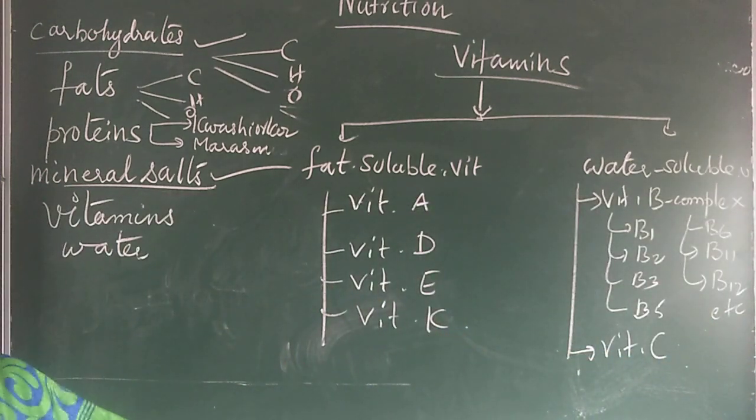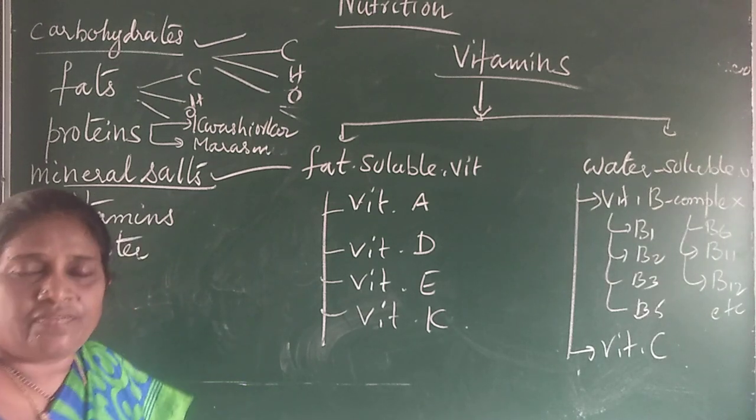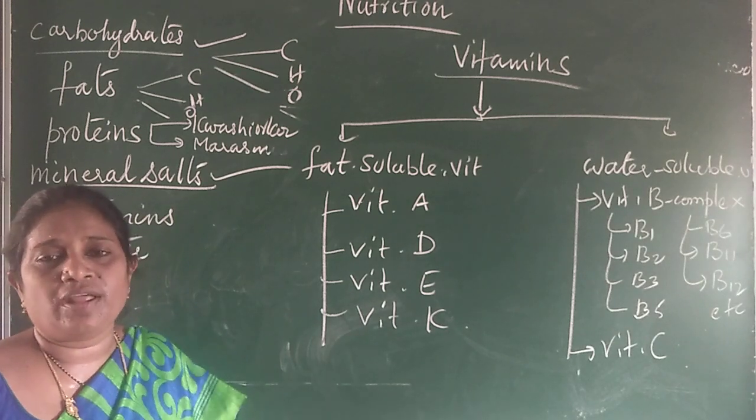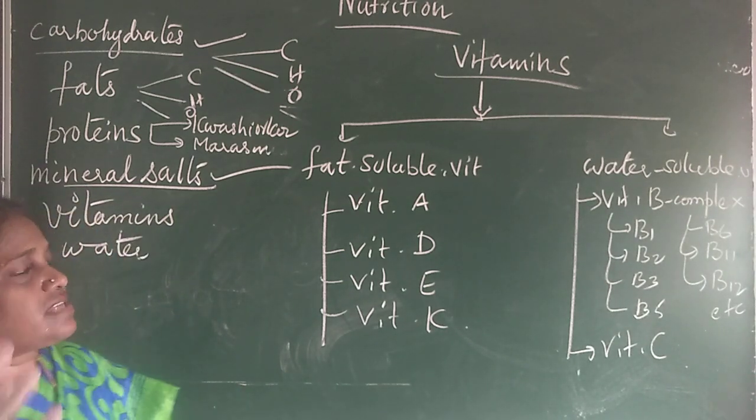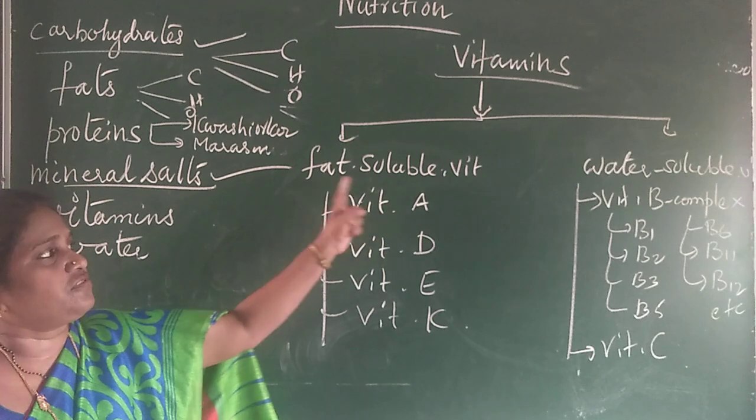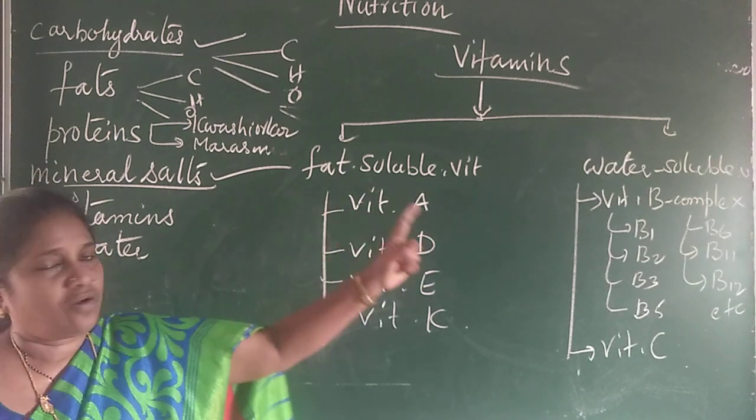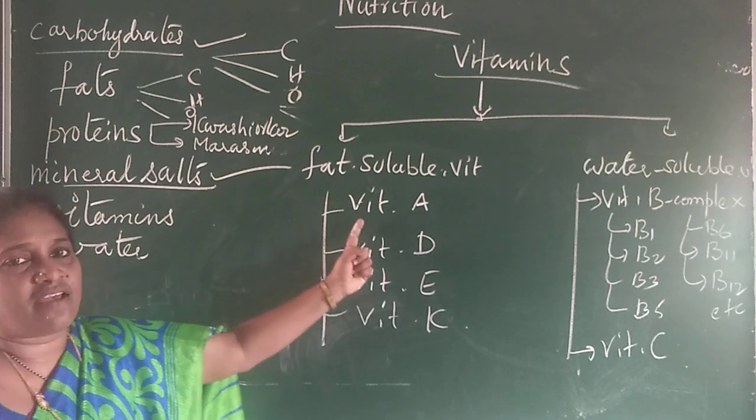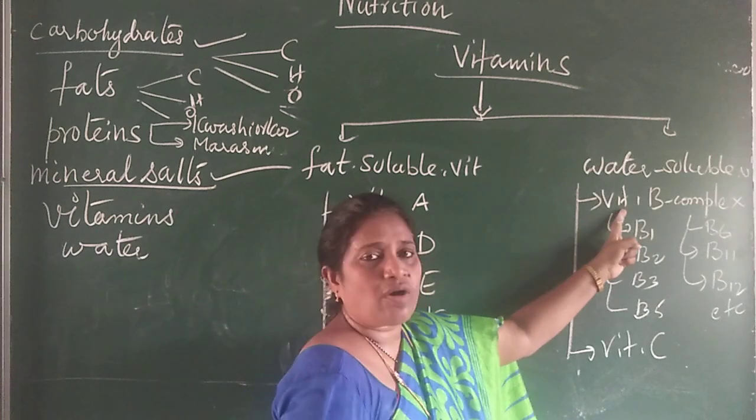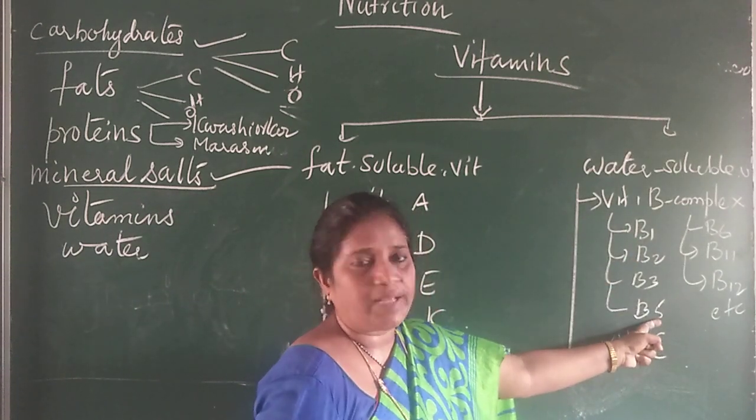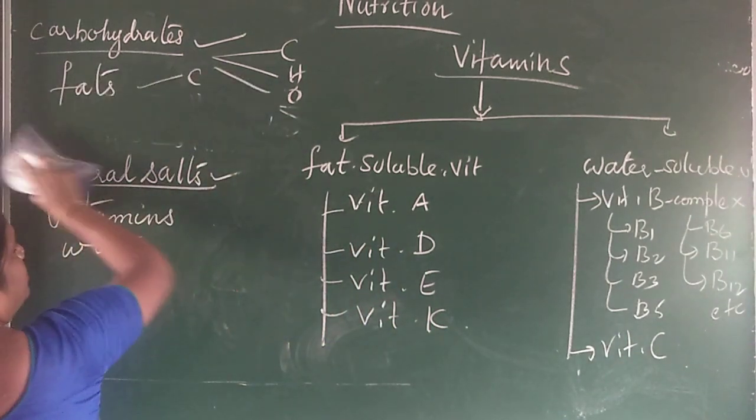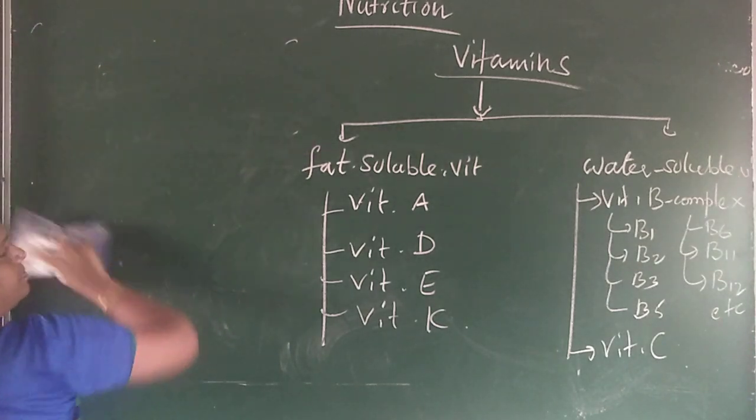So children, vitamins were first identified by Casimir Funk. They are called vital amines, essential constituents for healthy growth of the body, both physical and mental. Vitamins are to be supplied through external sources. Next, vitamins are classified into two categories, fat soluble and water soluble. Fat soluble vitamins are vitamin A, D, E and K. Water soluble vitamins are B complex, which has so many other subtypes, and vitamin C.